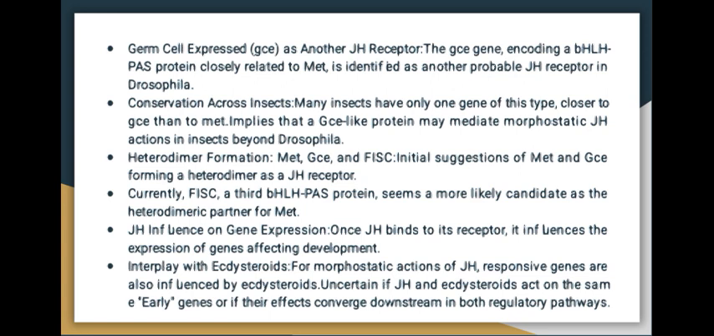JH influence on gene expression. Once JH binds to its receptor, it influences the expression of genes affecting development. Interplay with ecdysteroids. For morphostatic actions of JH, responsive genes are also influenced by ecdysteroids. It is uncertain if JH and ecdysteroids act on the same early genes or if their effects converge downstream in both regulatory pathways.